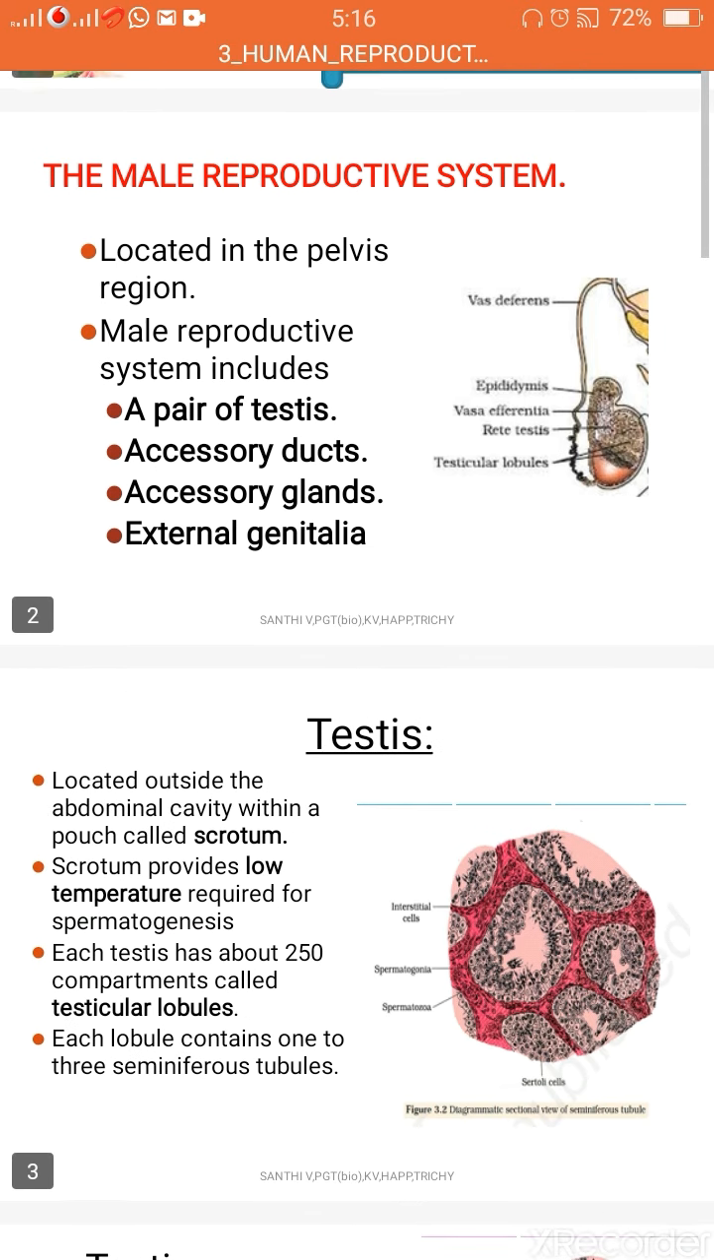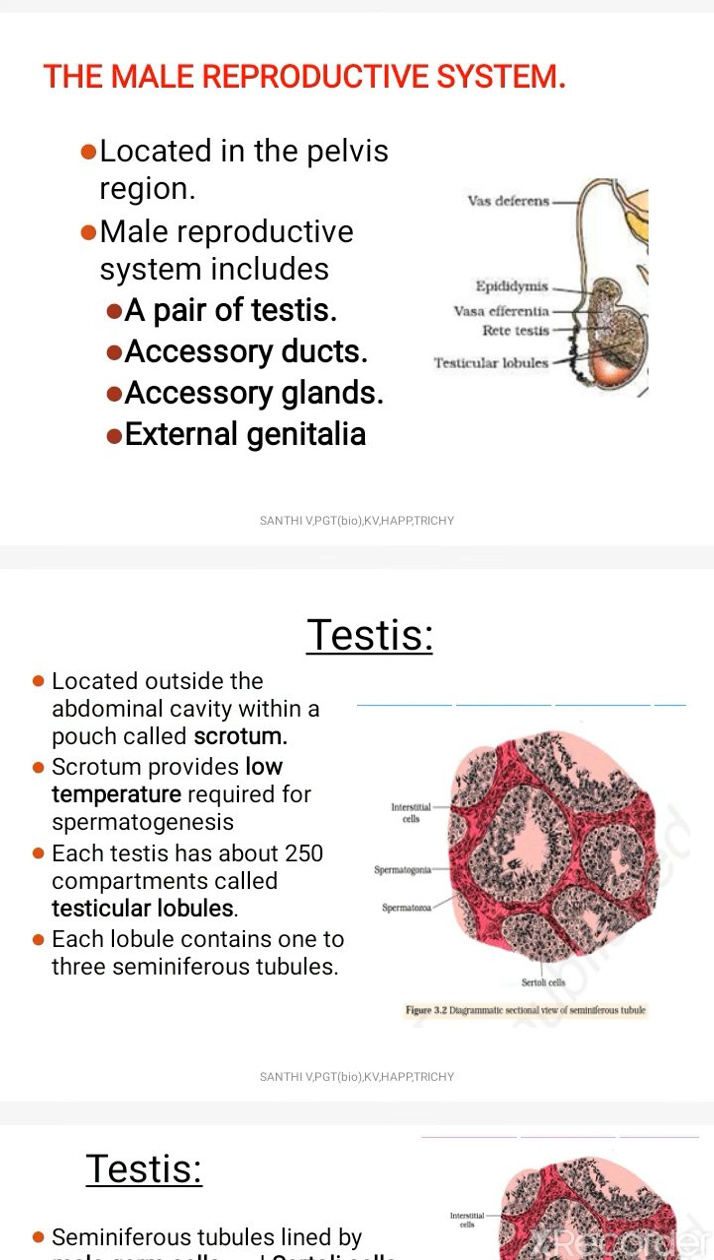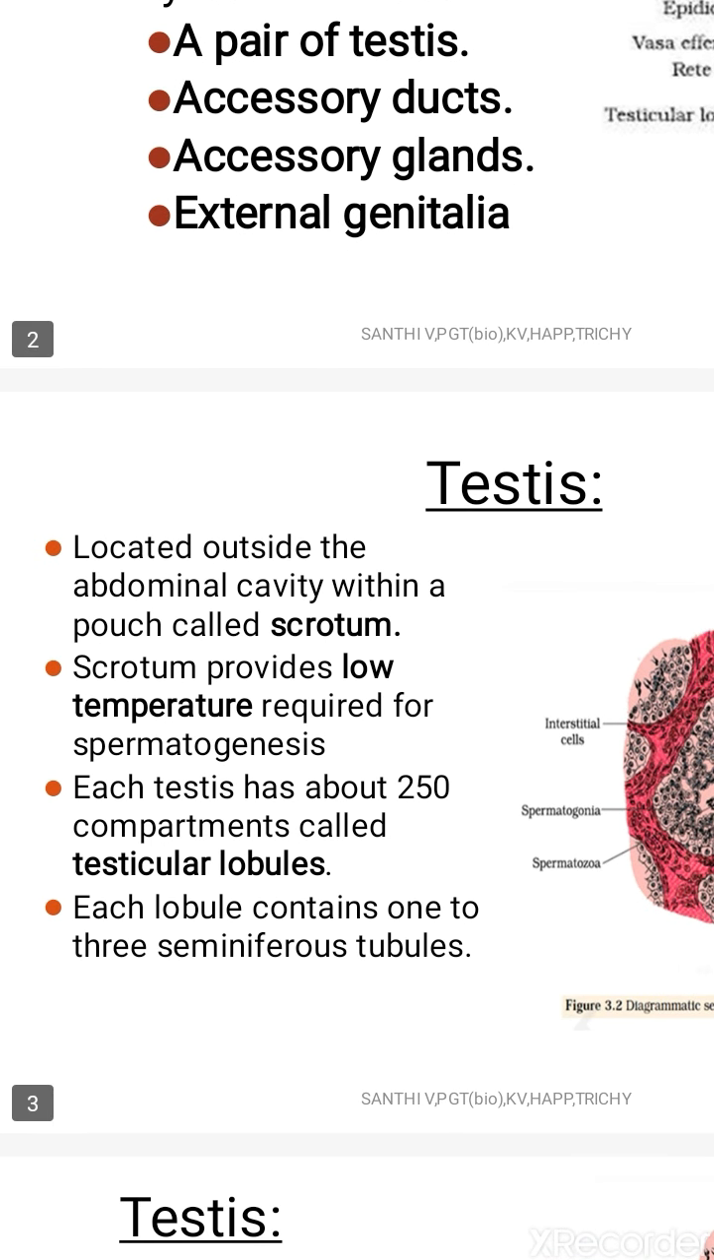So now let us study the testis. The testis is located outside the abdominal cavity within a pouch that is known as the scrotum. The scrotum provides low temperature. As it is outside the body, it gives low temperature. It is required for spermatogenesis, that is, for the formation of sperm. It needs a lower temperature than the body.